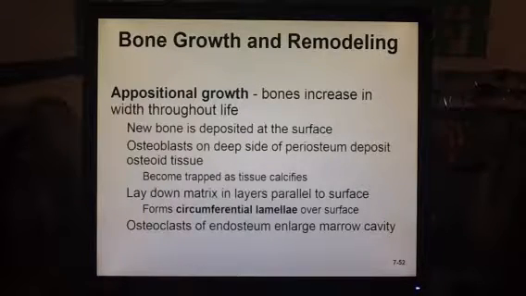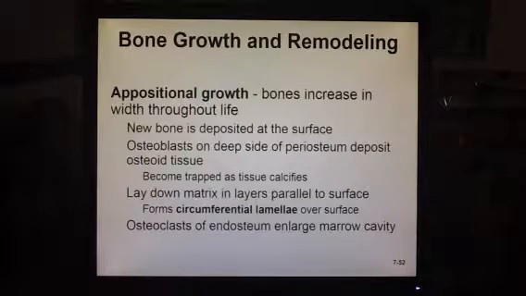The other type of bone growth is width, and that's called appositional growth. And so bones are increasing in width throughout our life. The new bone is deposited at the surface. So the osteoblasts on the deep side of the periosteum deposit the tissue, and they become trapped as the tissue calcifies. And so this is what enlarges the bone in width. The osteoclasts of the endosteum are what enlarges the marrow cavity.